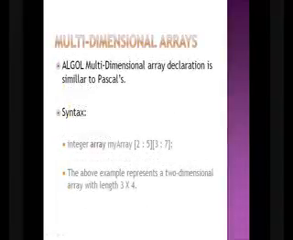ALGOL multi-dimensional array declaration is similar to Pascal's. Syntax is as shown here. The example shows creation of a 2D array of 3 rows and 4 columns. The values given in square braces are the starting and ending index of each dimension.